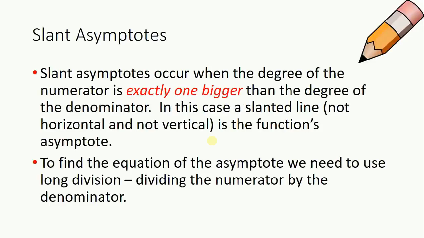So slant asymptotes, when do they occur, when don't they? Because you're not going to have them every single time. Slant asymptotes occur when the degree of the numerator is exactly one bigger than the degree of the denominator. In this case, a slanted line, not horizontal, not vertical, is the function's asymptote. To find the asymptote, we need to use long division, what we've practiced a unit ago.